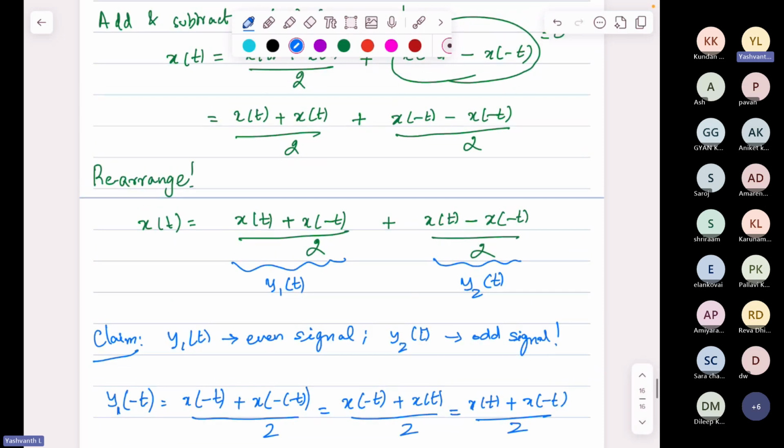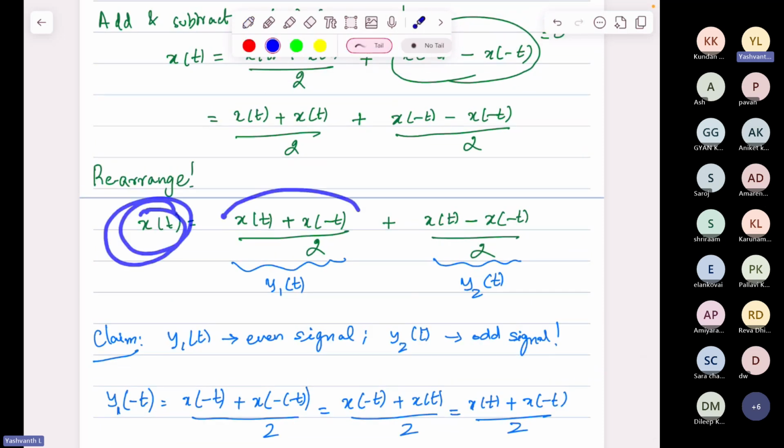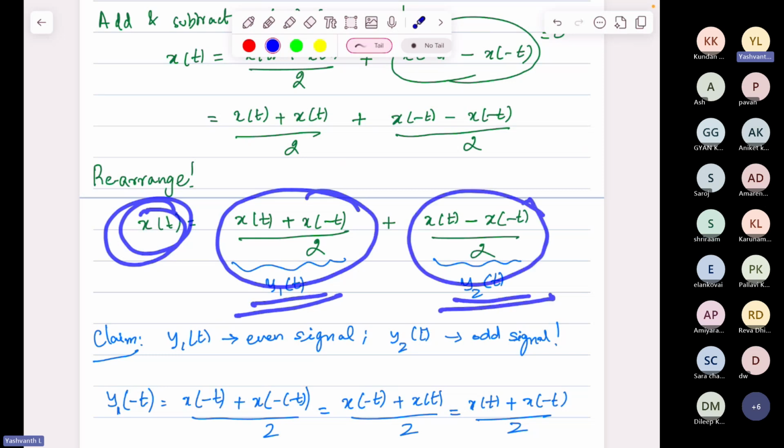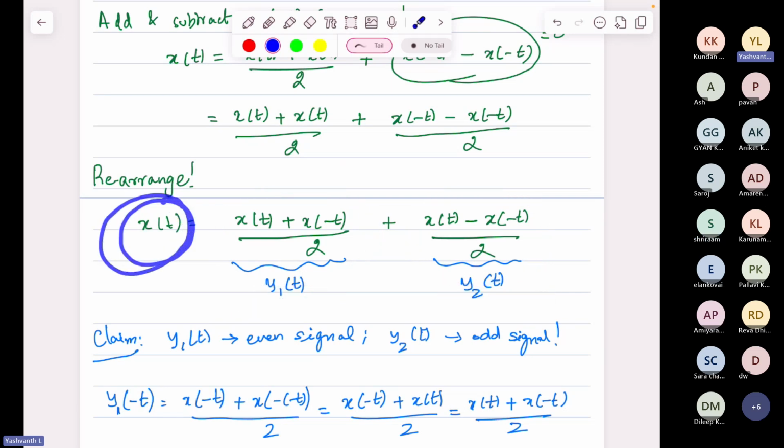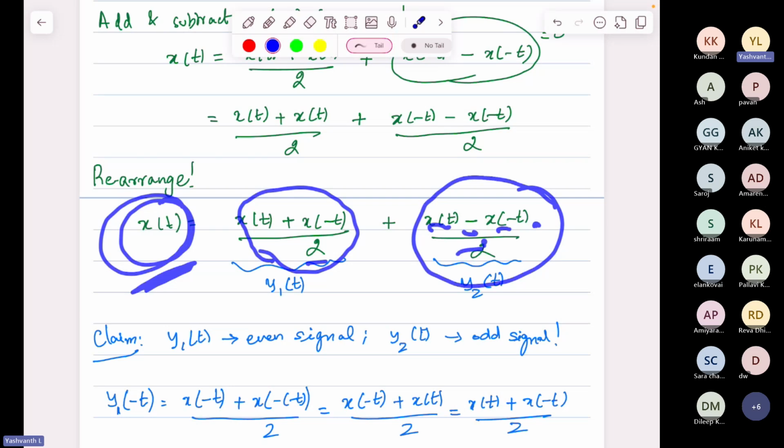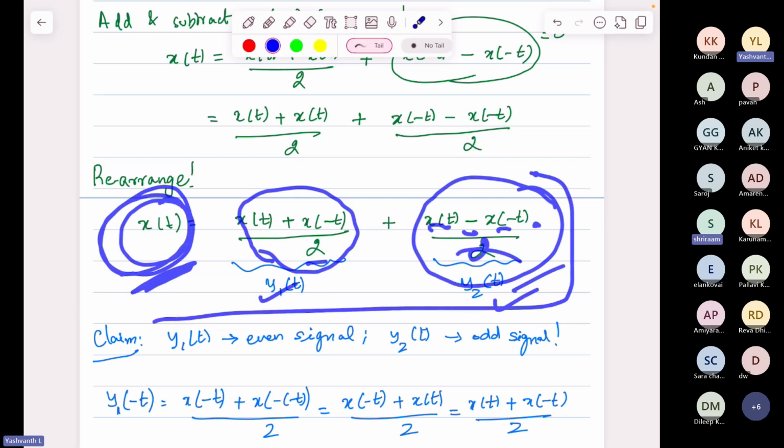What I'm showing is that if you are given any signal x of t, I can write it as a sum of two signals where one is even and the other is odd. In particular, the even part of the signal x of t is given as x of t plus x of minus t by 2, and the odd component is given by x of t minus x of minus t by 2. This we did not assume x of t is one particular type of signal; we proved it for a general x of t.